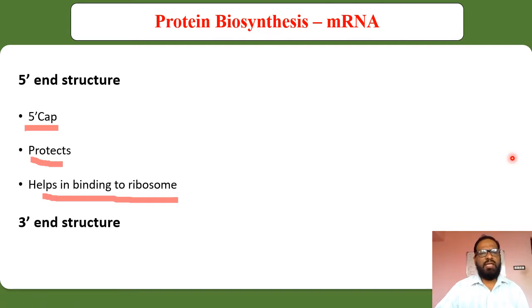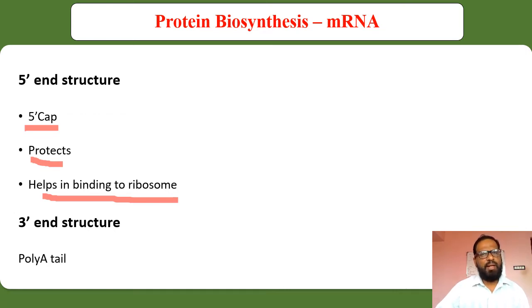Then what is the condition of the third end structure? If you take the third end of the mRNA molecule in eukaryotes, you will find that a poly A tail is present. And why is it called a poly A tail? A stands for adenine, and there is a long chain of adenine, which can have somewhere about 80 to 250, depending upon how long that particular mRNA is to be retained in the cell. If it is to be used immediately, then it will have 80 or 90 adenines at the third end.